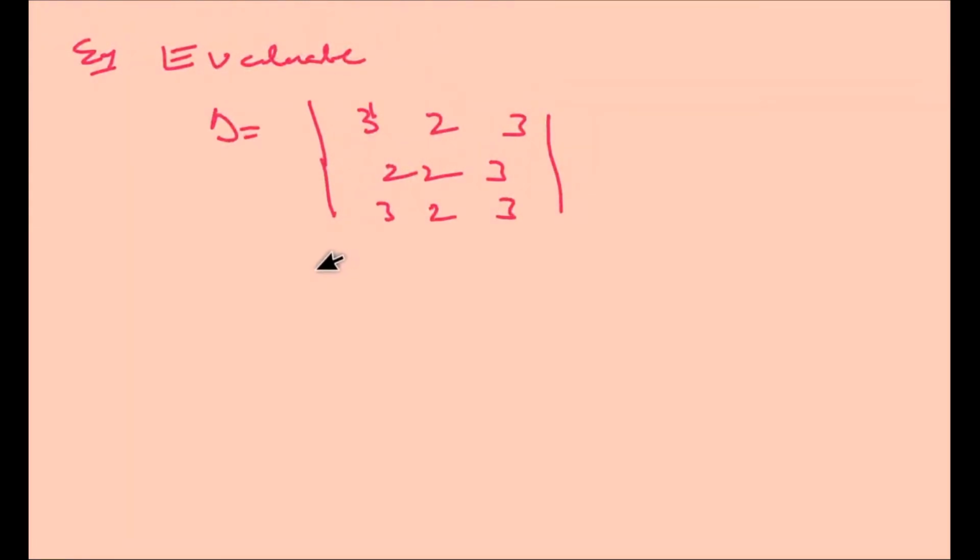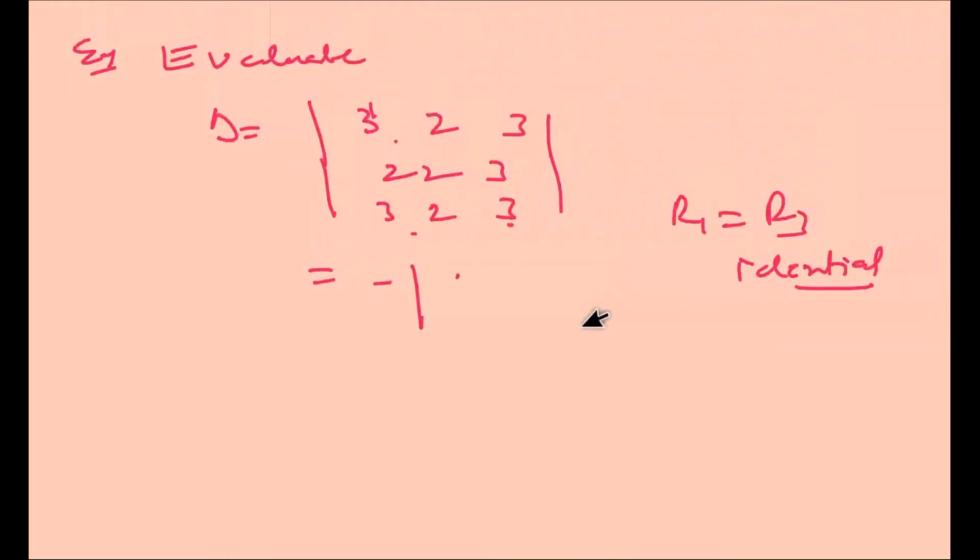Okay, we can change the minus here, we can change the column 1. We can check here R1 equal to R3: R1 is 3, 2, 3 and R3 is 3, 2, 3, they are equal, identical.